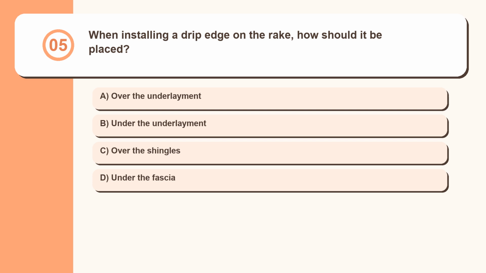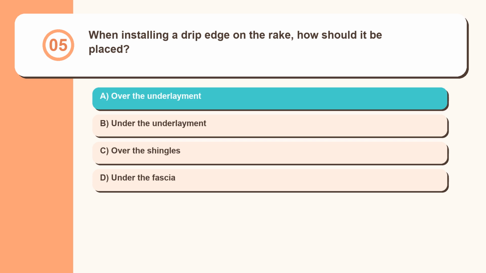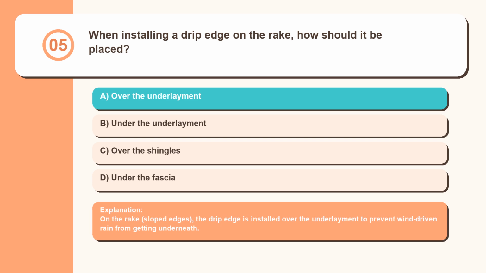Question 5. When installing a drip edge on the rake, how should it be placed? Over the underlayment, under the underlayment, over the shingles, under the fascia. On the rake, sloped edges, the drip edge is installed over the underlayment to prevent wind-driven rain from getting underneath.